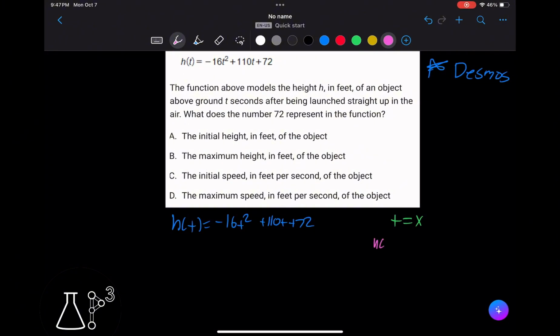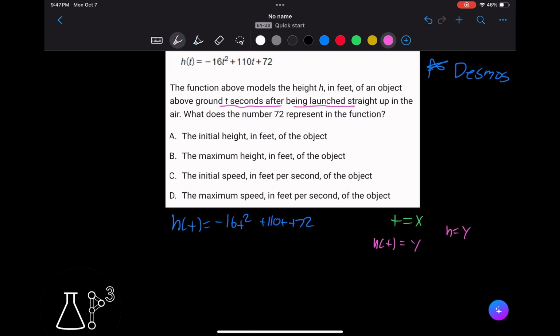So h of t equals y, or height, h equals y. So h equals y as well. So we're given the information. We're given that it shows the height of an object t seconds after it's being launched straight up. And they're asking us, what does 72 mean in the function?